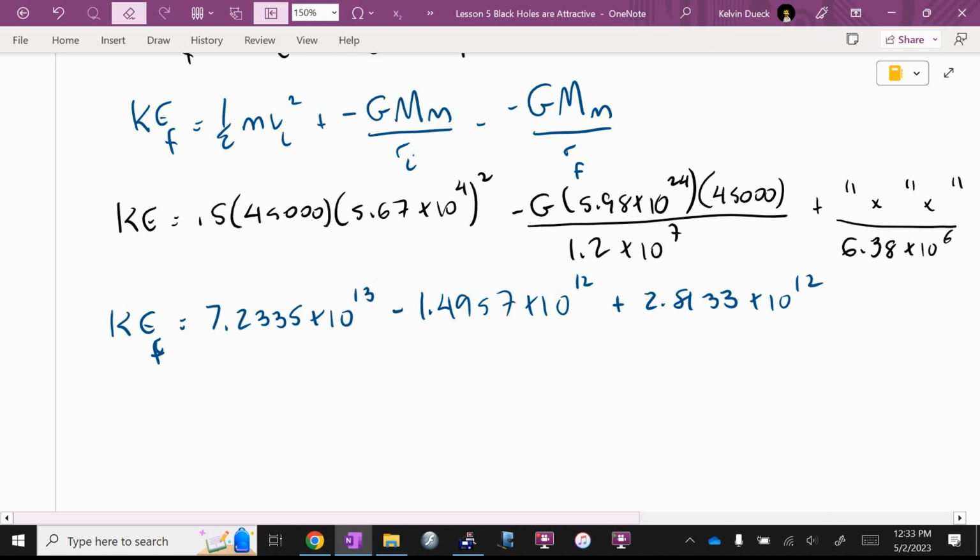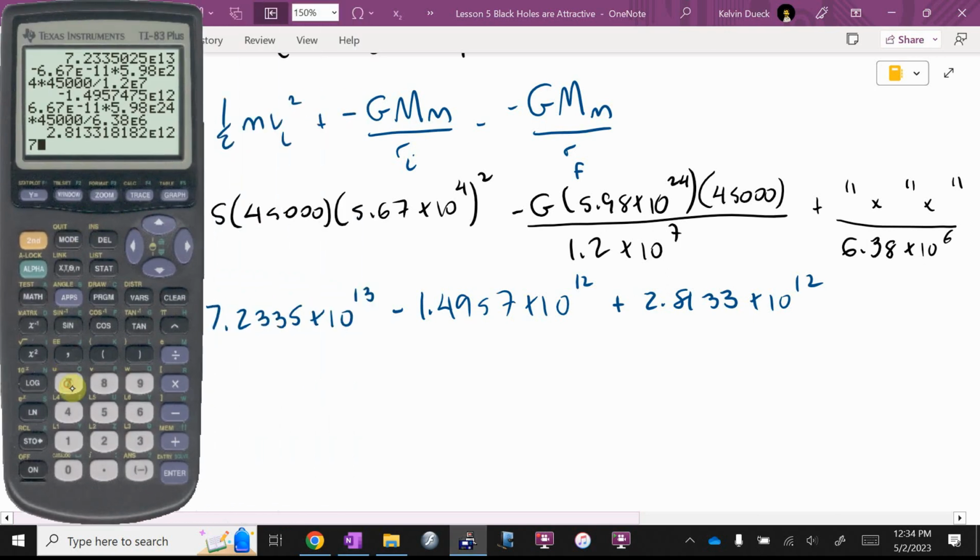Did I make any mistakes, or is everyone else matching me? Ruby, you got the same thing? Okay. You I trust, not Fahim. Okay, well, let's add these together. It's going to be 7.2335 times 10 to the 13th minus 1.4957 times 10 to the 12th plus 2.8133 times 10 to the 12th. Let me double check to make sure I haven't made any typos because I don't want to have to retype this. See what you get. Ruby, I got 7.37 times 10 to the 13th. Yeah.